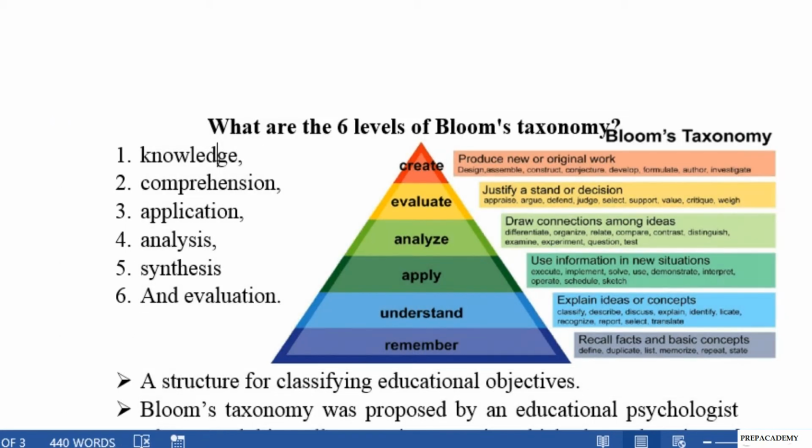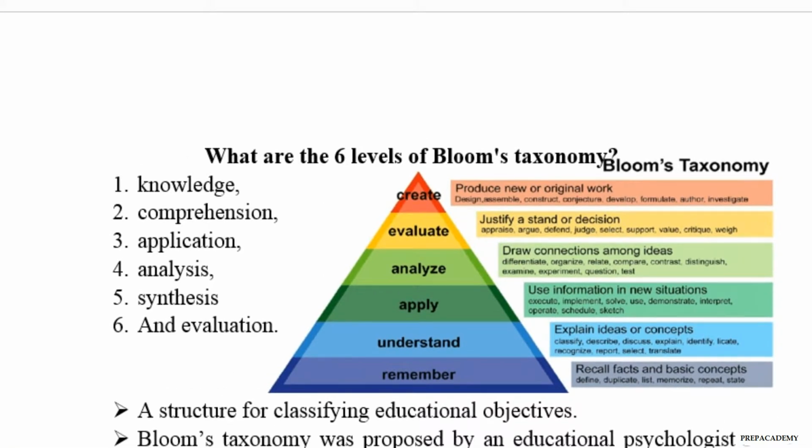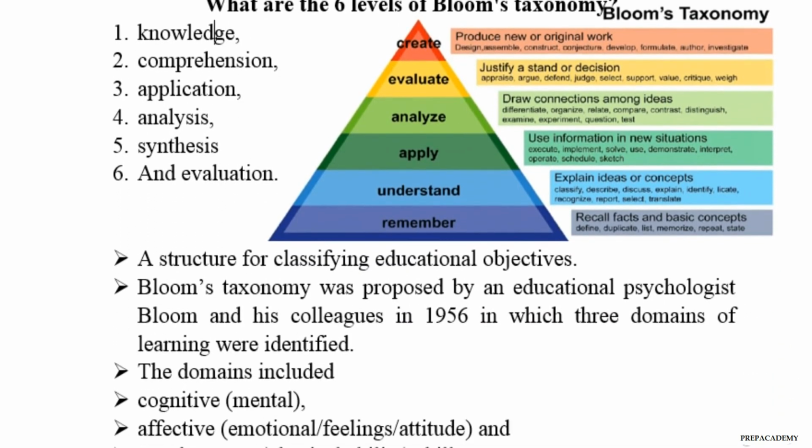What are the 6 levels of Bloom's taxonomy? Knowledge, comprehension, application, analysis, synthesis, and evaluation. A structure for classifying educational objectives.